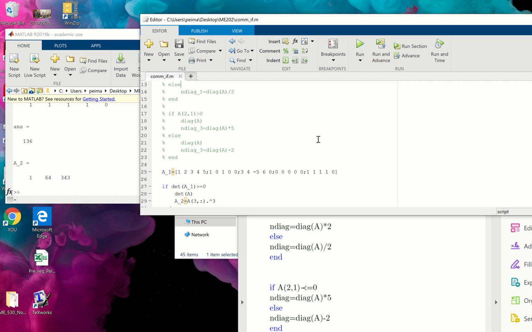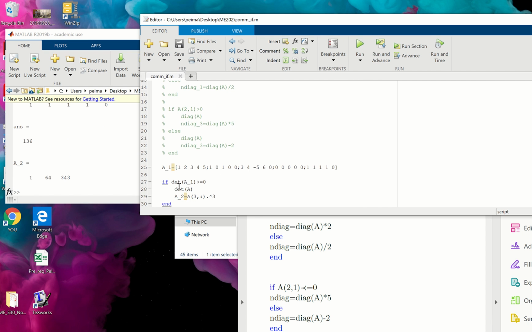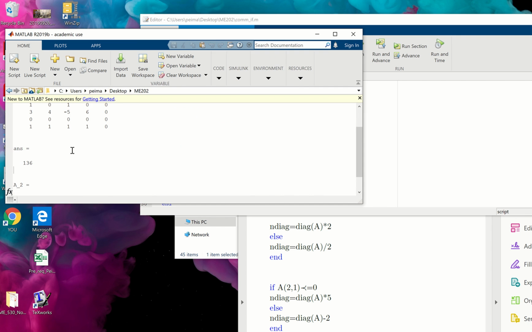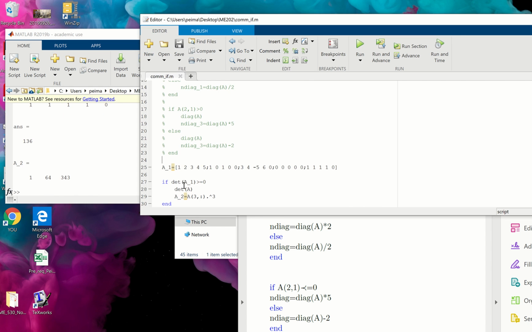Let me run it. So when I run this code, this if shows the determinant is 136, satisfied, greater than 0, then it's going to show me A2 is A3 to the power of 2. See here, guys. Oh, there's a typo here, guys. A1. Okay, I see that.